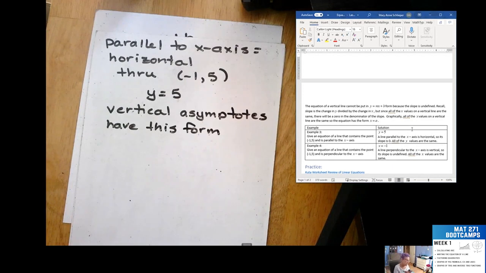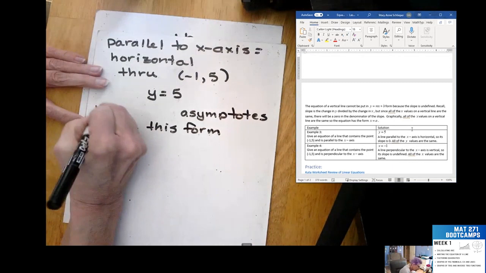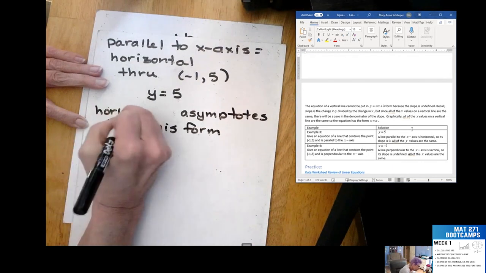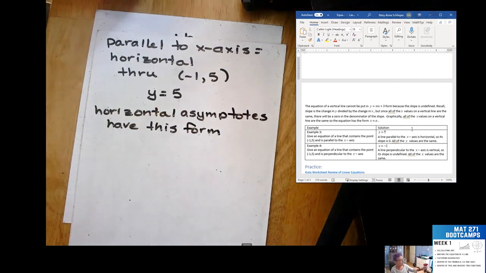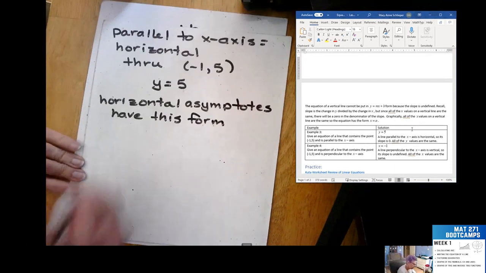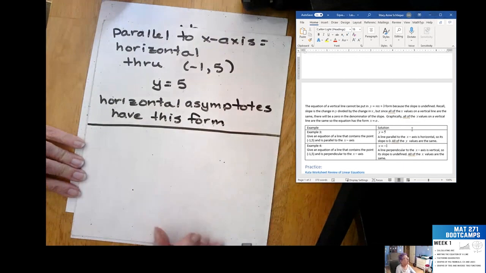And I wrote that wrong. Horizontal asymptotes look like this. They are horizontal lines, so they are horizontal asymptotes. Sorry about that. And we'll talk about a horizontal asymptote in a moment when we start talking about graphs.